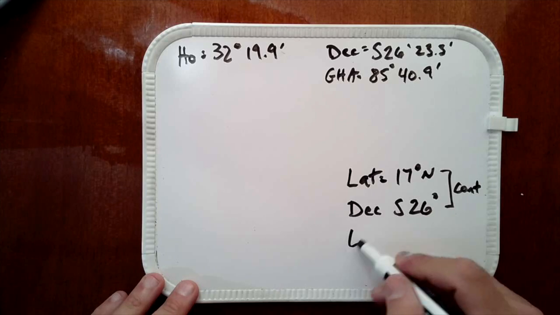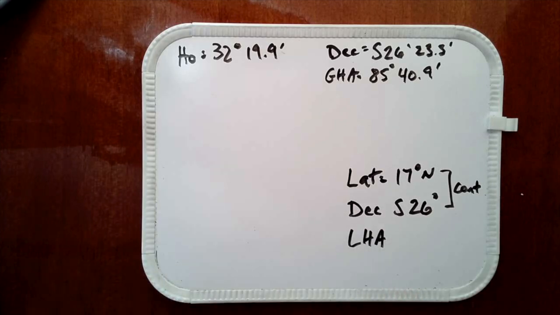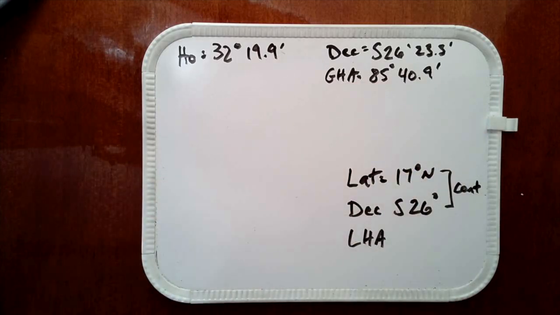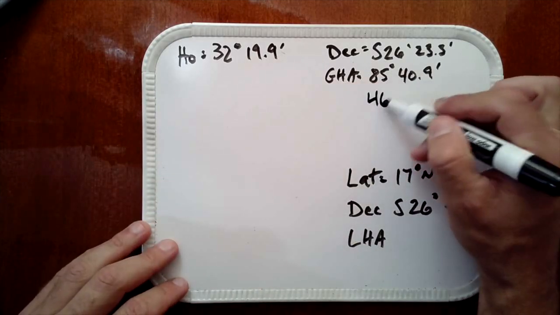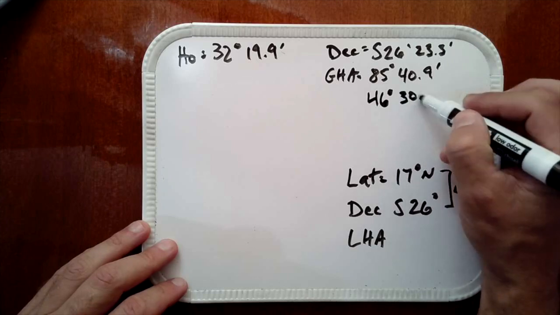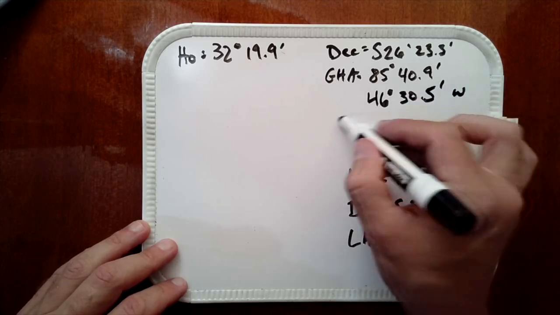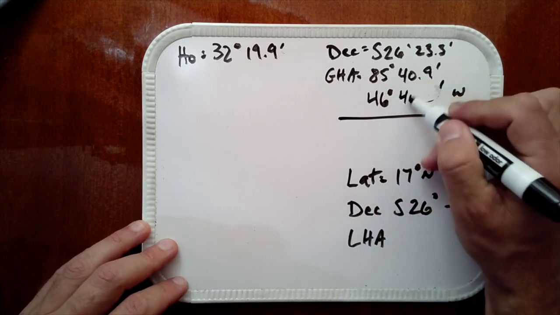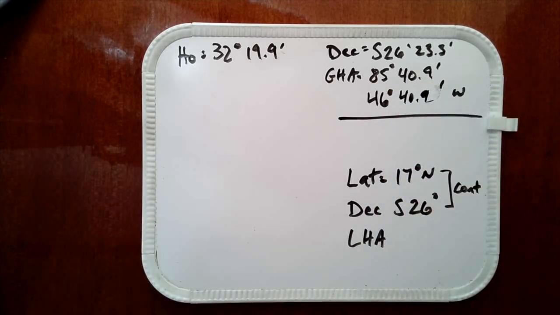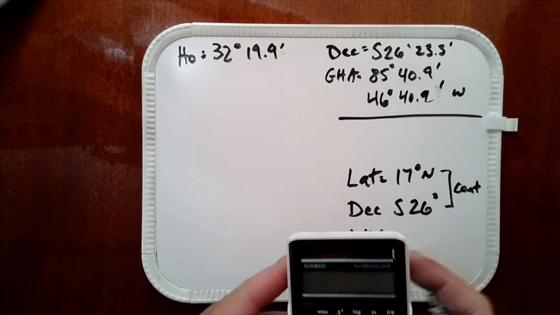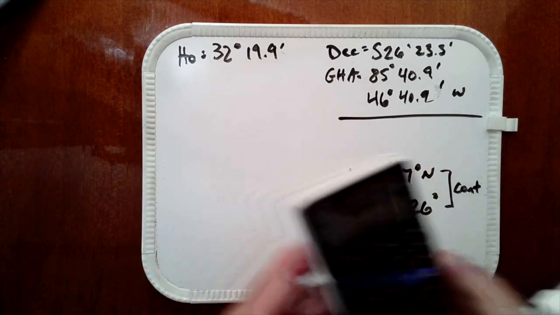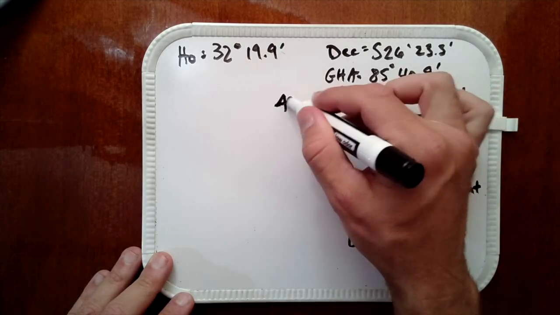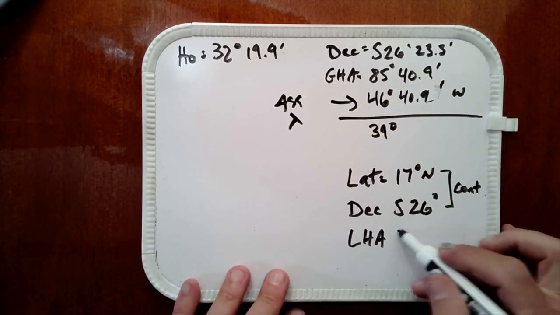For the LHA, since we're in the Western Hemisphere, this is going to be GHA minus longitude. So our DR longitude was 46 degrees, 30.5 minutes west. If we want this to come out to a whole number, so if we make this 46 degrees 40.9 minutes, then that makes our LHA 85 minus 46, or 39 degrees. So this becomes our assumed longitude. So LHA of 39 degrees.